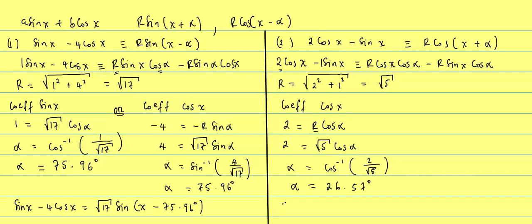So therefore 2 cos x minus sine x is going to be identical to the square root of 5 cos (x plus 26.57 degrees). I trust that you had success in the 2 questions.